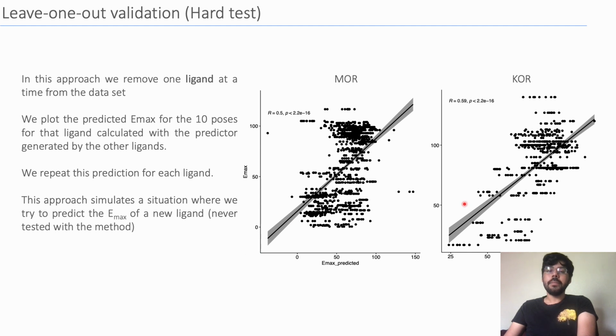For both receptors, we get an R-square of 0.5 or more, and for kappa, we got an R-square of 0.59.